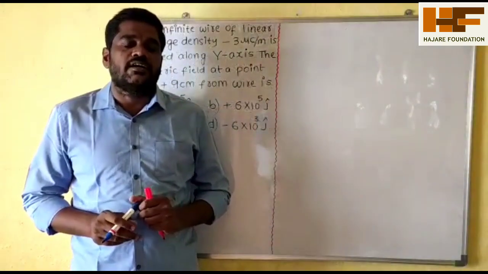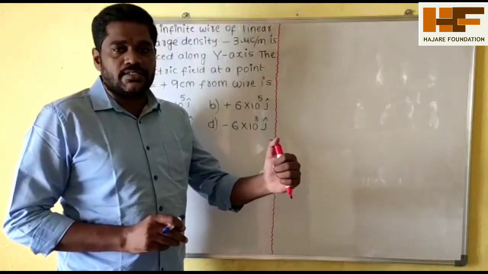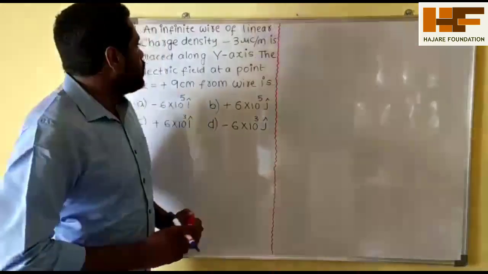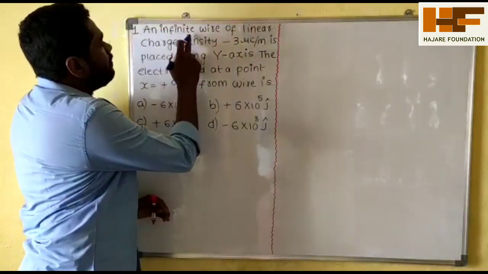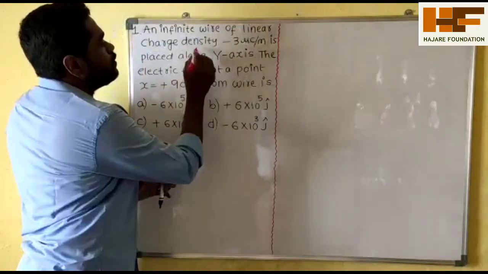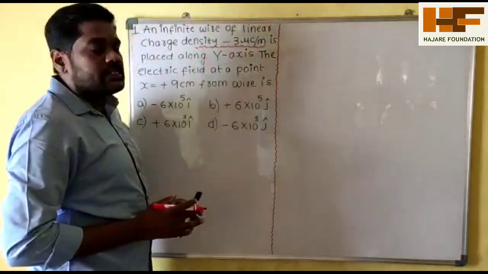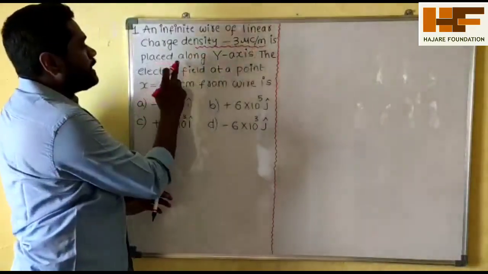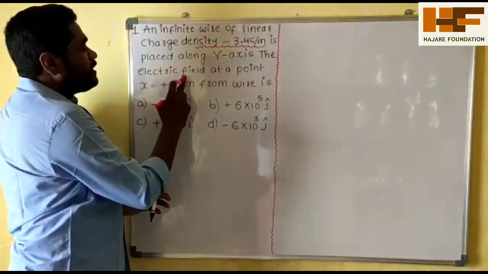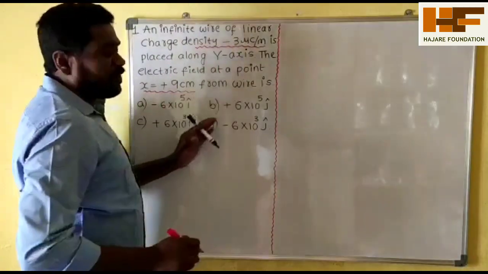Hello dear students, today let us discuss the numerical problems on the concept I explained last time. So now the first problem is an infinite wire of linear charge density. One infinite wire of linear charge density minus 3 microcoulomb per meter is placed along the y-axis. The electric field at a point x equal to 3 centimeter from the wire is.